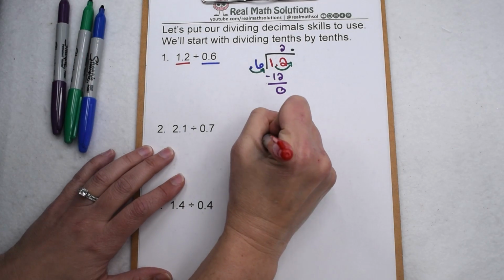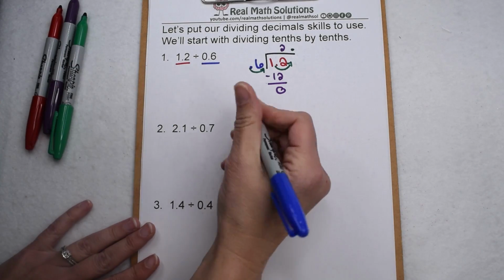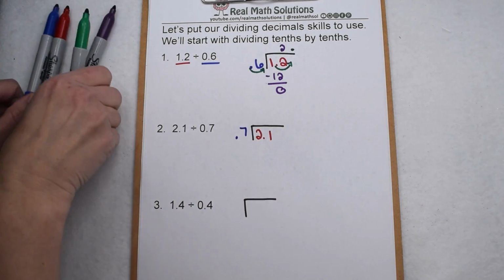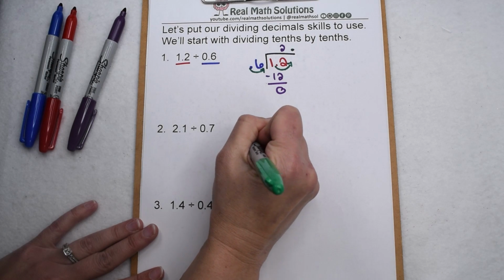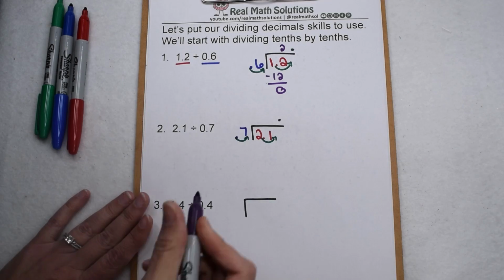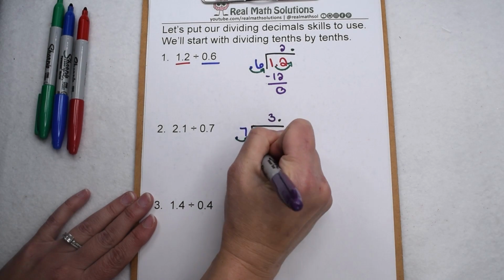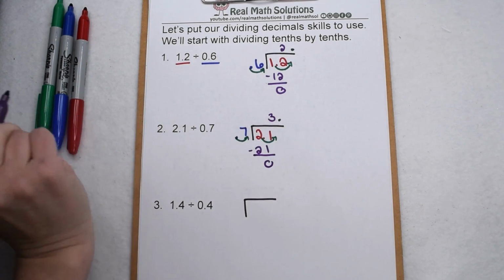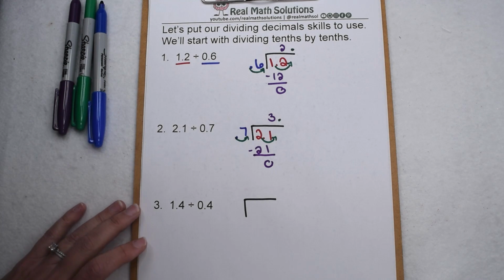We'll do the same thing for 2 and 1 tenths divided by 7 tenths. 2 and 1 tenths goes in the house, 7 tenths goes outside. Divisor is in control, so it moves one place to the right. Do the same thing to the dividend, slide that decimal up into the quotient. 7 goes into 21 3 times. When we subtract, nothing is left, so 2 and 1 tenths divided by 7 tenths is 3.